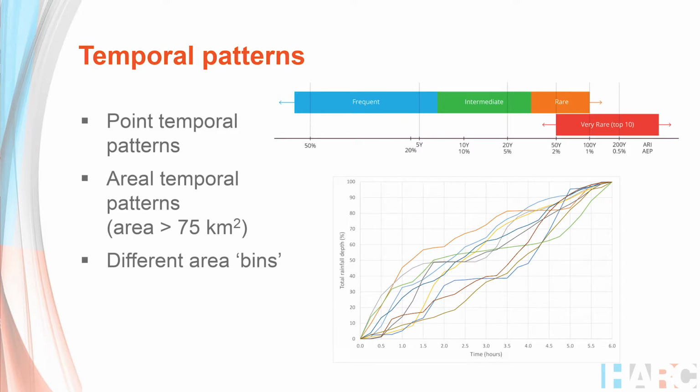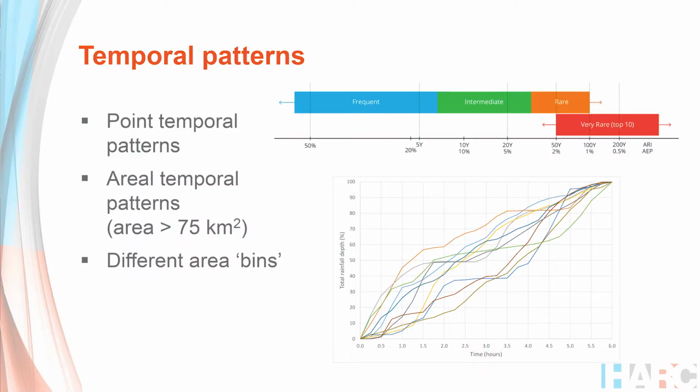This is what the temporal patterns look like. I've got a plot here on the bottom right hand side that shows a set of 10 temporal patterns that have been downloaded for a location from the Data Hub. What we're showing here is time on the x-axis, so these are 6-hour storm patterns, and then total rainfall depth on the y-axis, measured in percent. You can see after 6 hours, all of those 10 temporal patterns have reached 100%, but through the course of the event, they vary quite considerably as to how much of the total percentage has been delivered at various points in time. So there are a number there that are quite what we call front-loaded.